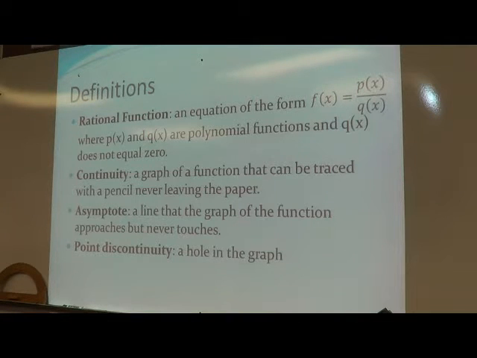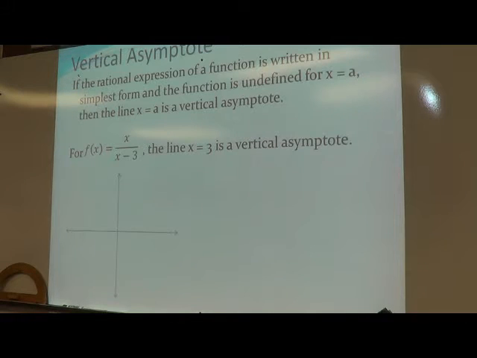An asymptote creates discontinuity. It's a line that the graph cannot cross. So when you have an asymptote, it's saying that the graph can't go past this, and it controls how the graph will look. So we'll see what those look like as well. And then a point discontinuity. That's just where there's a little hole in the graph. So it stops for a real quick second, and then it keeps on moving. So we'll take a look at what those all look like as well.